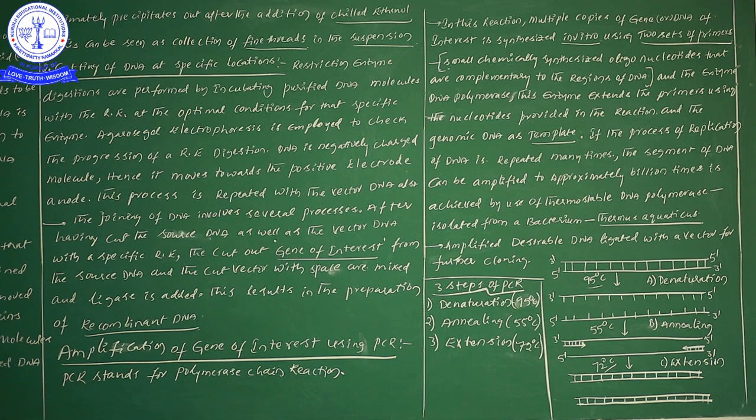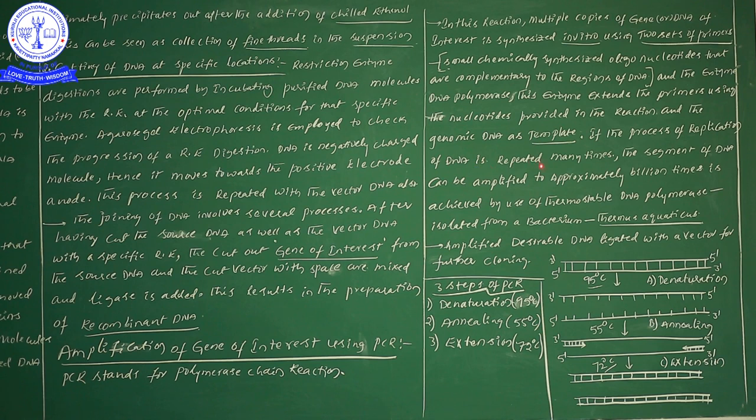Along with the primers, one enzyme is required, that is DNA polymerase enzyme. In the molecular basis of inheritance chapter we learned that DNA polymerase helps in polymerization from 5 prime to 3 prime direction. The same kind of enzyme is required. The DNA polymerase enzyme extends the primers using nucleotides. The primers are very small oligonucleotides, but they will be extended by DNA polymerase, with genomic DNA as template.